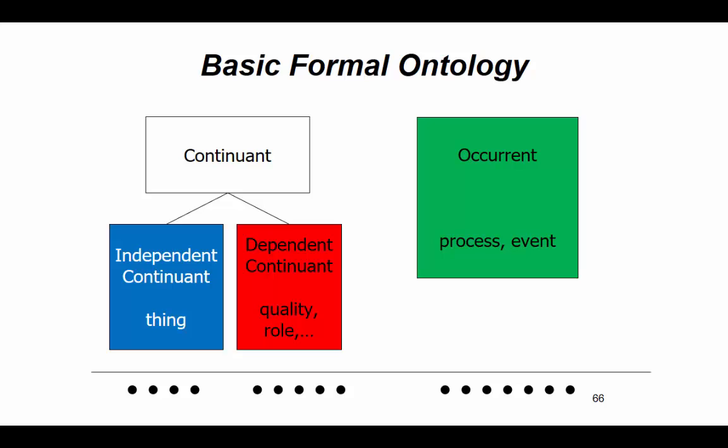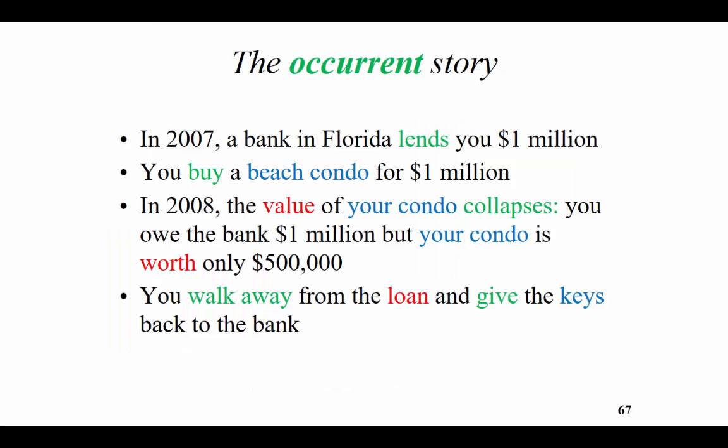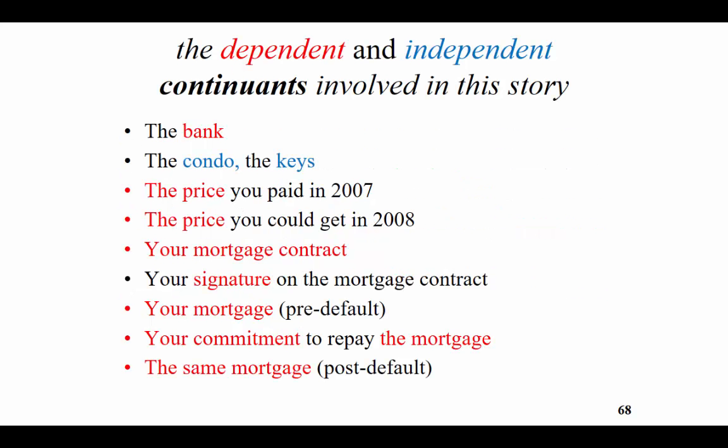Now, basic formal ontology is going to help us understand some of this. So first of all, we have the processes, which are in green. So there's the process of lending, there's the process of buying, there's a process of collapsing in value. So collapsing in value is, from a physical point of view, relatively painless, but it still hurts. And then you have you walking away and giving the keys back. That's occurrence.